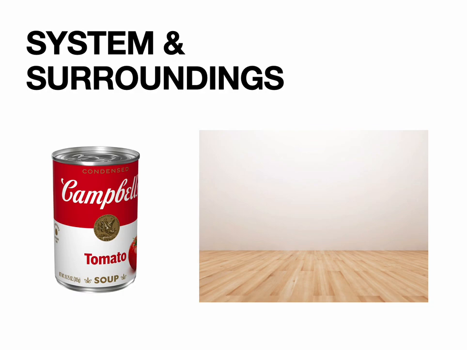For systems and surroundings, the system was the can rolling across the floor, and then the surroundings were the surroundings affecting the can's movement, and in this case that's just the floor.